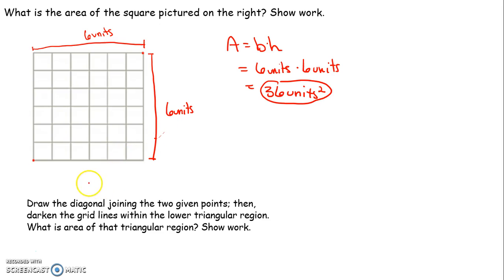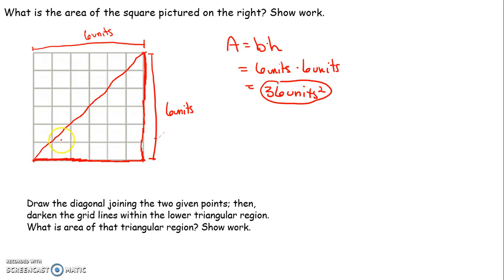Then it says draw a diagonal joining the two given points, then darken the grid lines within the lower triangular region. What is the area of that triangular region? Show your work. Okay, I don't have a straight edge, so oops, my line is not going to be beautiful here. You're just going to have to handle that. You should use a straight edge so your line can be beautiful. And then it says just darken in that lower region. Then we'll find the area of that lower region.